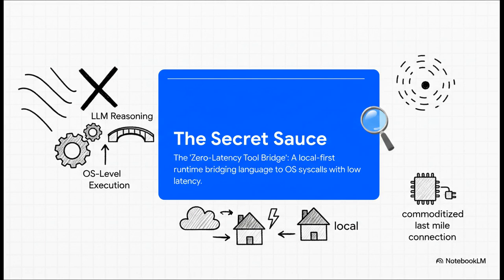There is a secret sauce here, but it's not the AI part. It's what they call the zero latency tool bridge. See, most AI agents are cloud-based, right? There's all this network latency. Moltbot runs locally. Its little WebSocket gateway talking to local processes is incredibly fast. It has amazing reflexes. What they've really built is a super efficient last-mile connector between what an LLM wants to do and the OS syscalls that actually do it. And that is a genuinely interesting piece of tech.